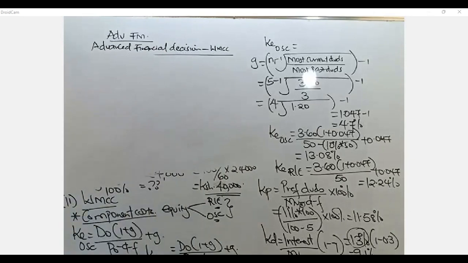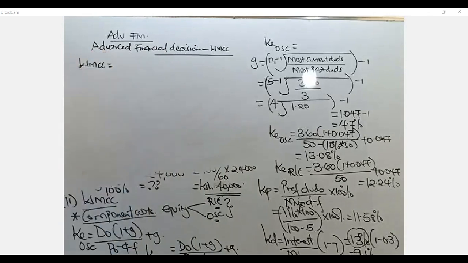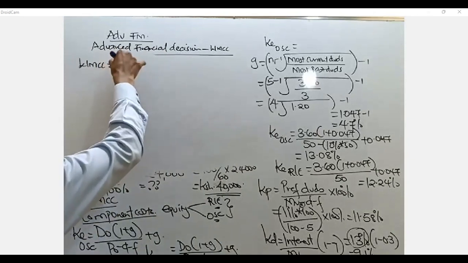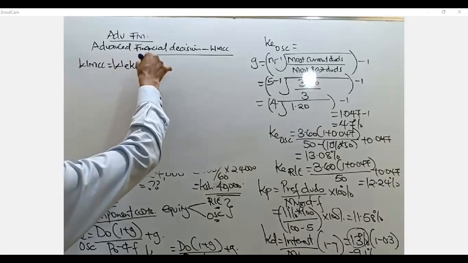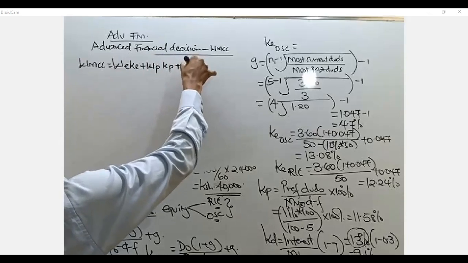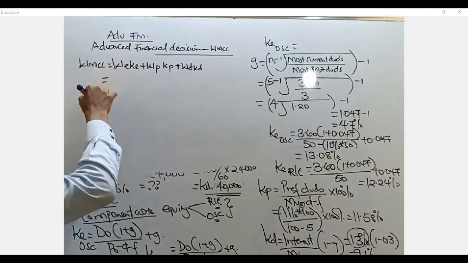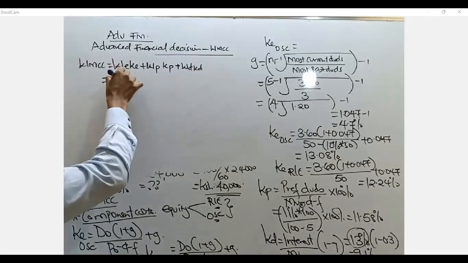Now, allow me to calculate the WMCC. When you are calculating the WMCC, we take the weight of equity times cost of equity, plus weight of preference times cost of preference, plus weight of debt times cost of debt. You remember there are some of the weights which we had already calculated here. The weight of equity, for example, was 0.6.